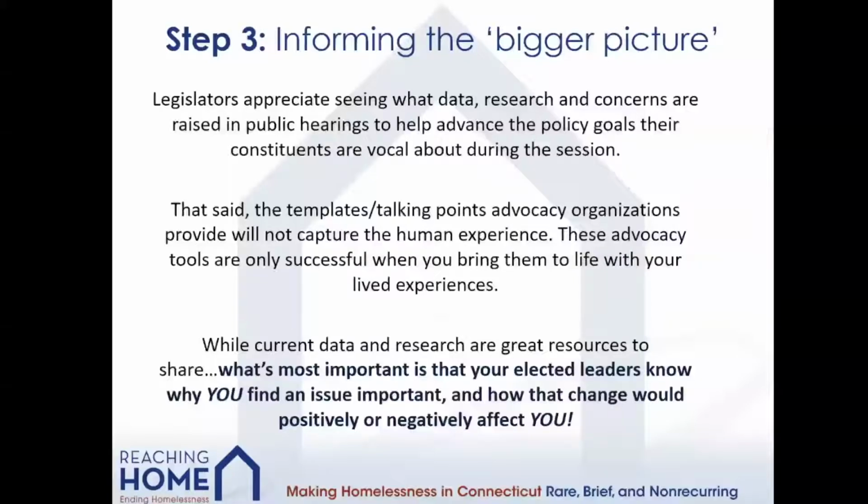A lot of times, advocacy organizations will help to inform the bigger picture. They'll share what's happening on a statewide level, but it has to be in addition to what folks are saying locally and on the ground and in their everyday lives.